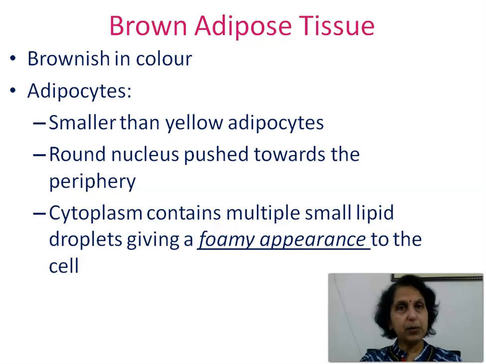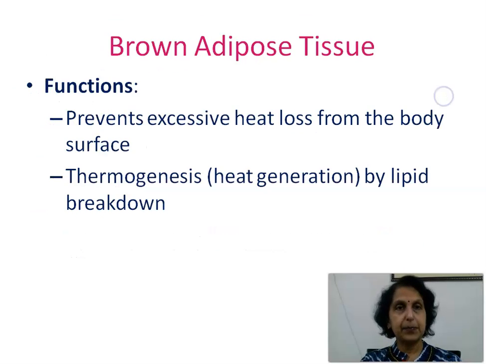Brown adipose tissue is brownish in color. The adipocytes here are smaller than those seen in the yellow adipose tissue. Round nucleus which is pushed towards the periphery. Cytoplasm contains multiple small lipid droplets giving a foamy appearance to the cell. The functions are: prevents excessive heat loss from the body surface, thermogenesis or heat generation by lipid breakdown.